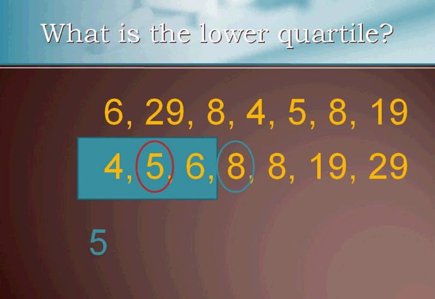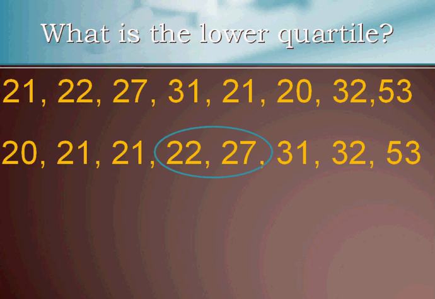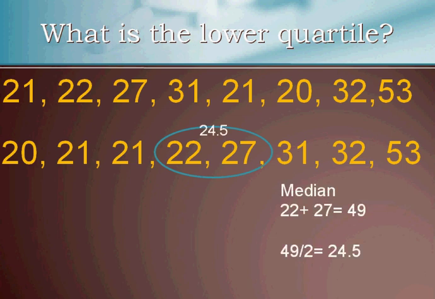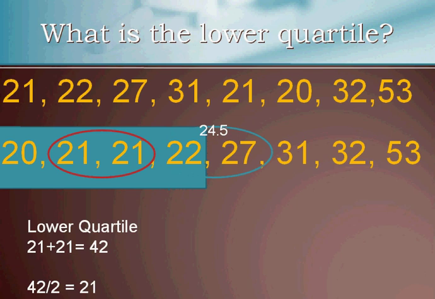The lower quartile for this set of data, put the numbers in order. Find the median. In this case, we have 2 numbers in the middle, so we'll average those. We get 24.5. And when this happens, the lower half of the data would also include one of those numbers you averaged to find the median. The median of the lower half of the data, we have 2 numbers in the middle, and we're going to average those. And the lower quartile is 21.